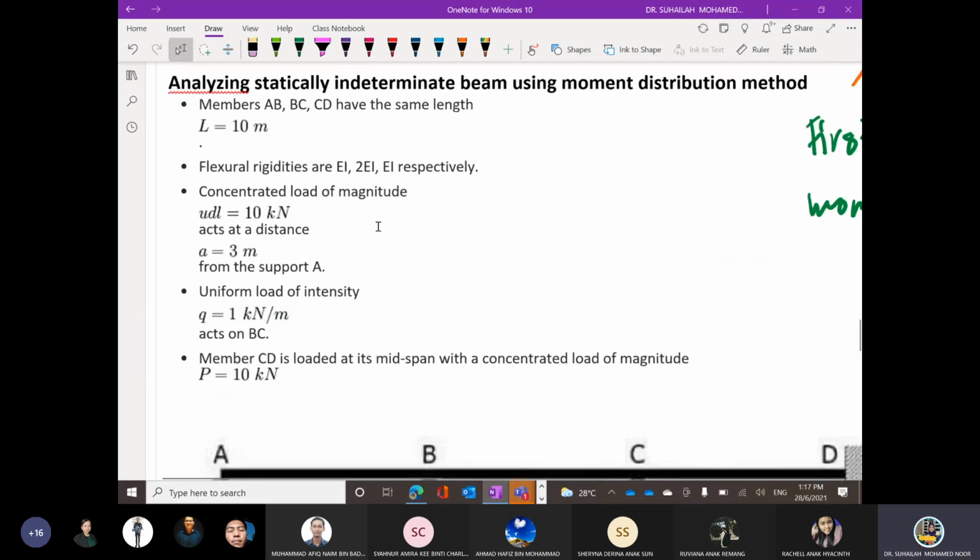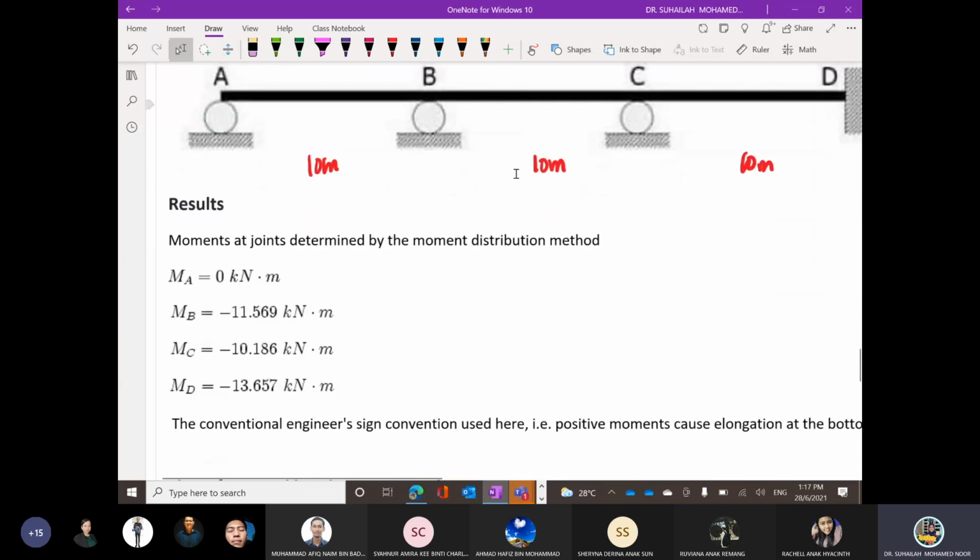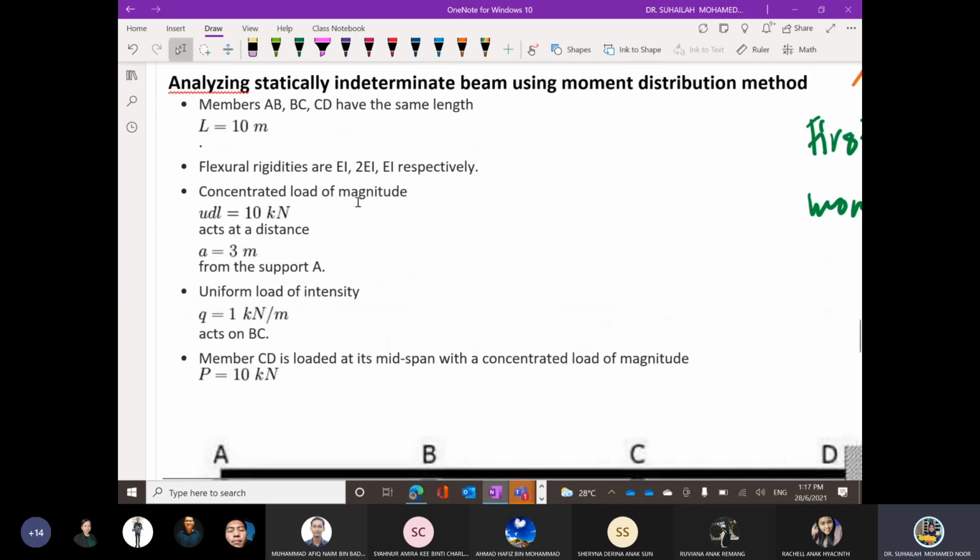Next, the flexural rigidities are EI, 2EI and EI respectively. So the flexural rigidity for this beam is EI, 2EI, EI respectively. And then the concentrated load, this is also P, in unit kilonewton. This is also P.